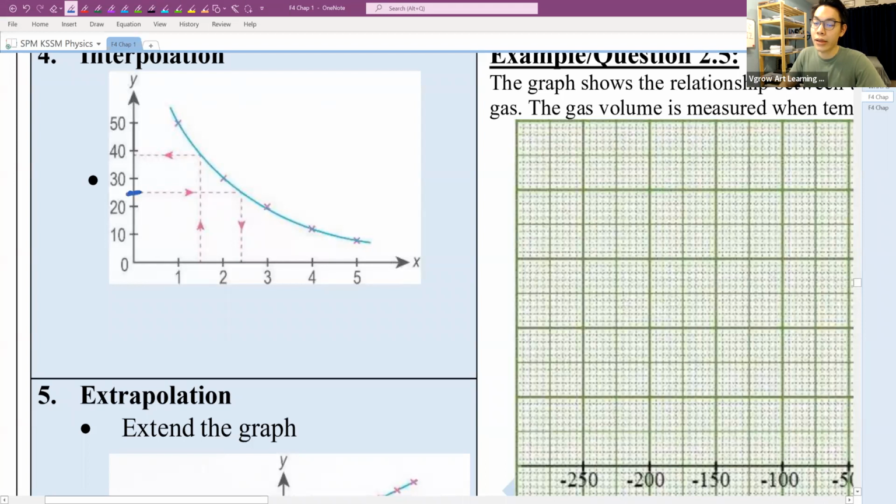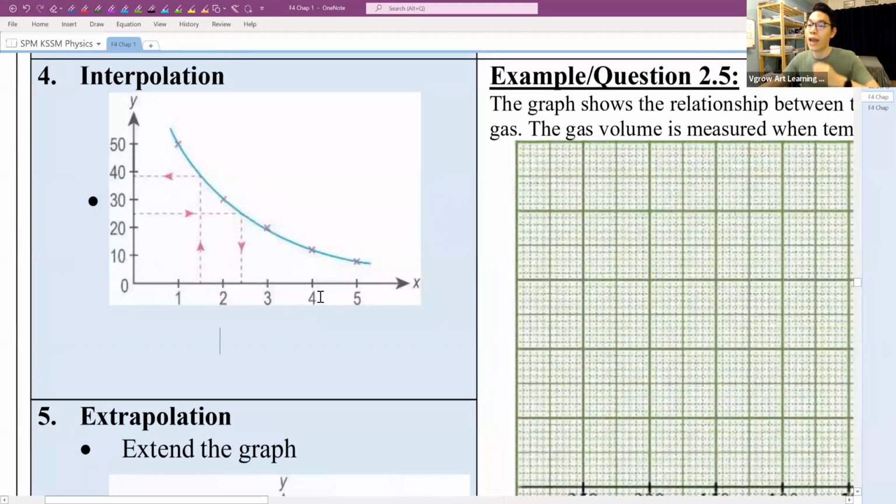Or maybe they give you a y value. Let's say this y value they say equals to 25, and ask you to go and find out the x value. Maybe you draw this graph already, you can find out from the graph here. Maybe the x value you will get is 2.4. So interpolation is you dot to the graph and then you dot to the other axis like that. That is what interpolation means.